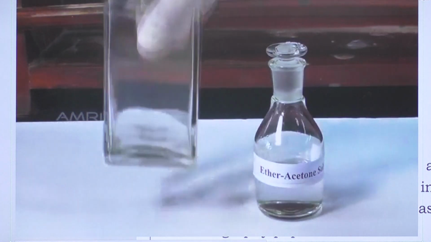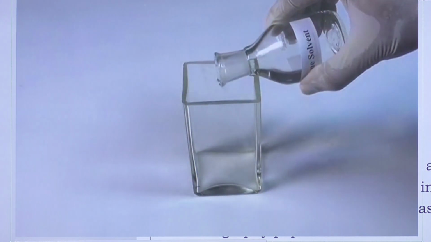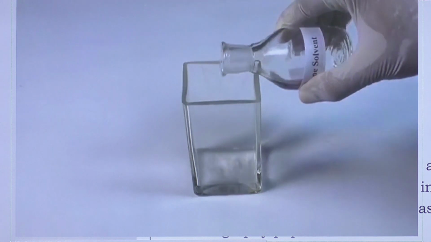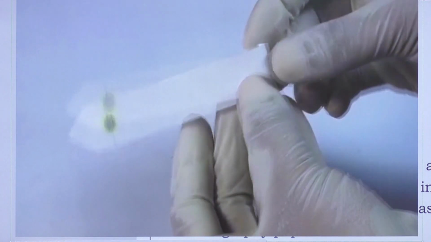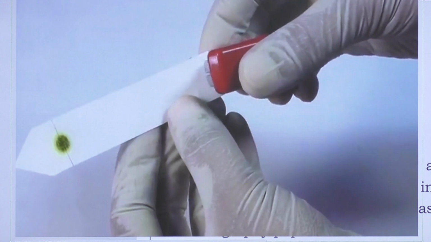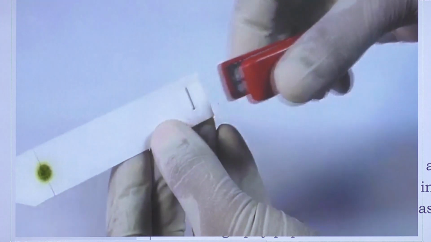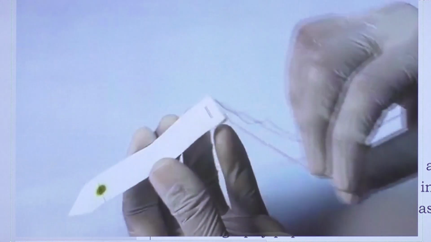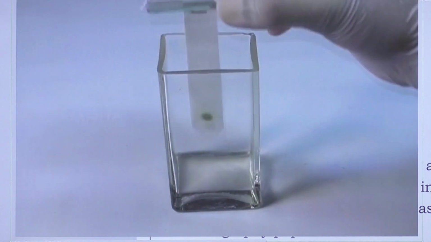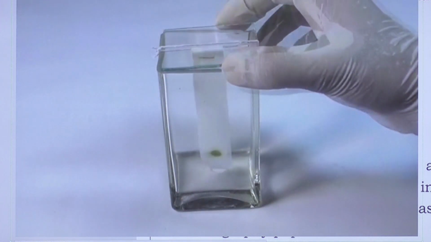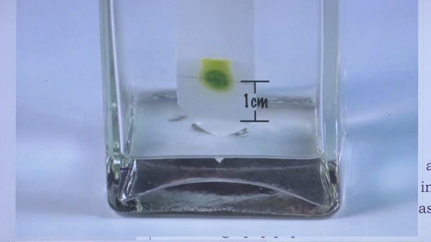Take the chromatographic chamber and pour ether acetone solvent into it. Fold one end of the filter paper strip and staple it. Using a thread, hang the filter paper strip into the chromatographic chamber. The loading spot should remain about 1 centimeter above the solvent level.